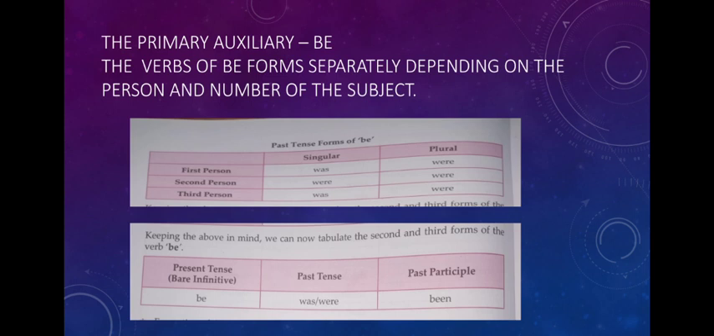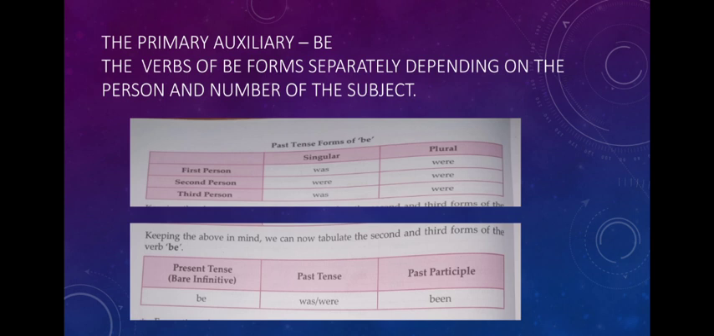The primary auxiliary be, the forms of be, remember? The ones we have already done: is, am, are, was, were. These are the forms of be. The forms of be vary depending on the person and number of the subject. If it's singular, we use the singular form; if it's plural, we use the plural form, right? In the picture, I have taken this from a textbook. You can refer to your textbook on page number 70.